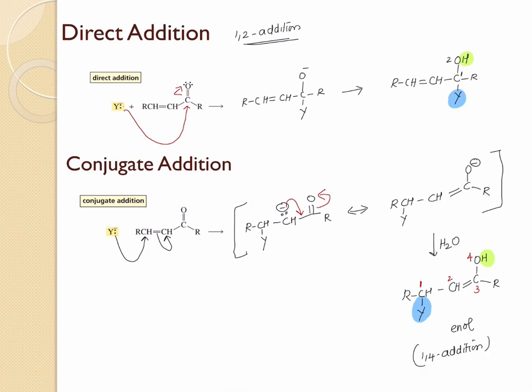And this enol is not a stable compound, and therefore it is going to get tautomerized to give the ketone. During tautomerization, the pi bond and the hydrogen are going to switch their places, and therefore we'll be getting a ketone. You can take a look into the keto-enol tautomerism to see how this is happening. So this is the ketone.